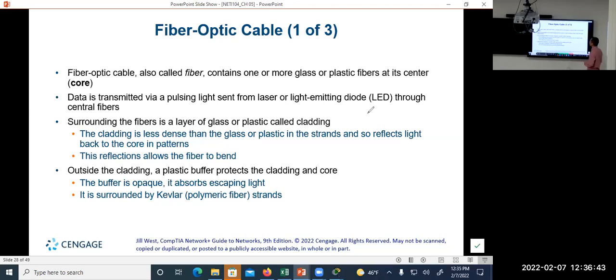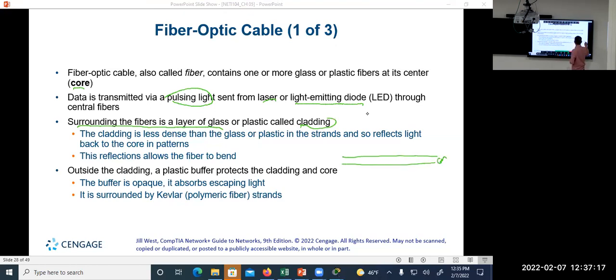Now we move to the fiber optical cable. Fiber optical cable, sometimes called fiber, contains one or more glass or plastic fibers at its center. They call it the core. The data is transmitted via the core: the pulse of light sent from the laser or light emitting diode goes through the center fiber. Surrounding the fiber is a layer of glass or plastic called the cladding. So basically, you have the core here, and outside of the core is the cladding.